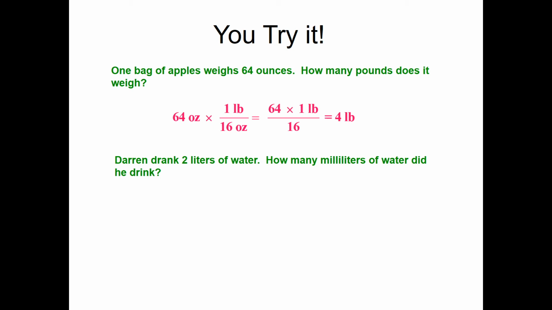Darren drank 2 liters of water. How many milliliters of water did he drink? There are 1,000 milliliters in 1 liter. So we put liters on the bottom and then work it out.